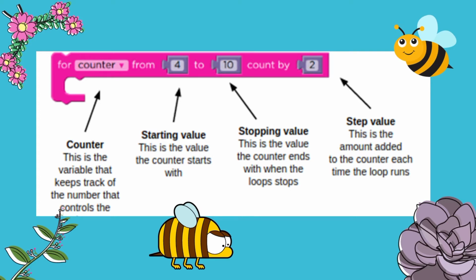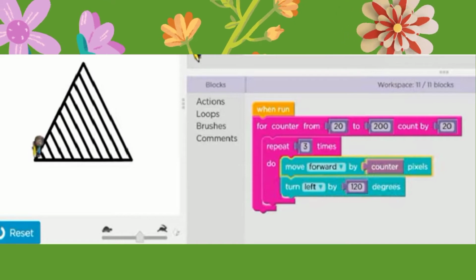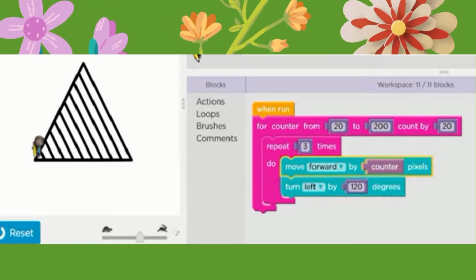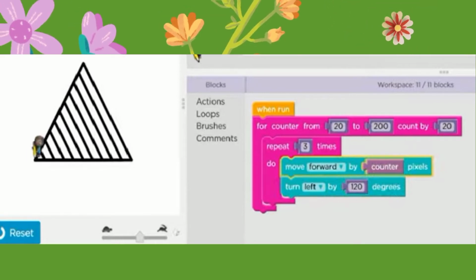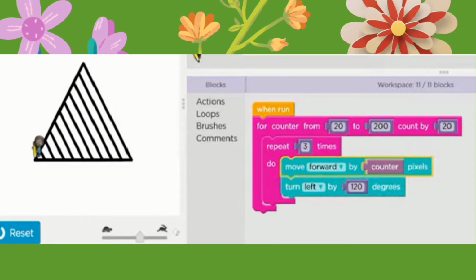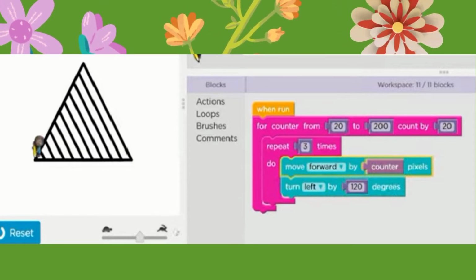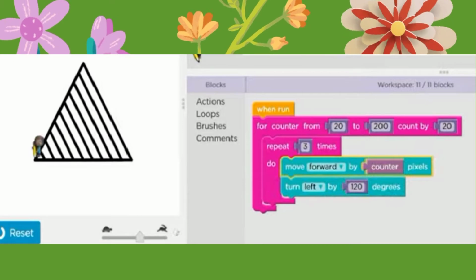Now, this is the counter block that is used for the for loop. Like we can see on the screen, we have the starting value, the stopping value, and the step value. And I remember in our last class, we also used the practicals to see how we can use the start, the stop, and the step value. Now we are also going to be looking at how to draw different kinds of shapes using the for loop.